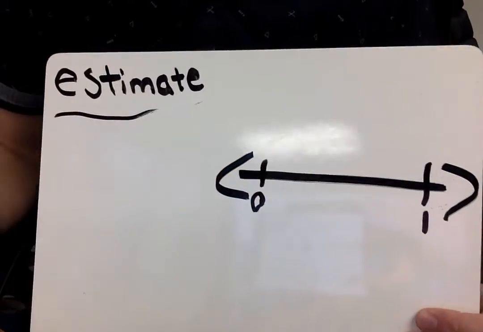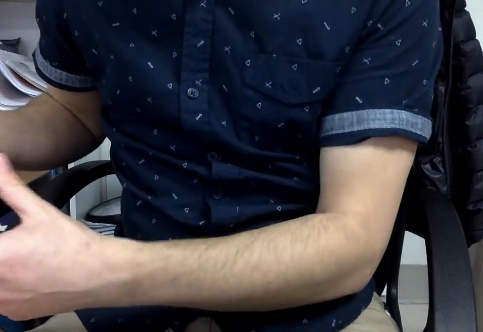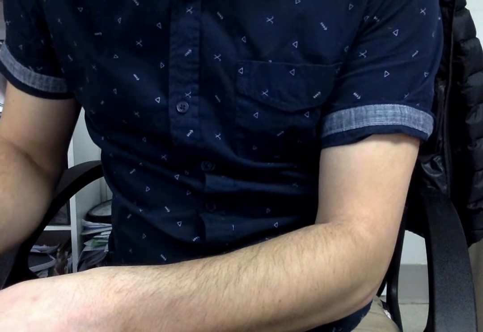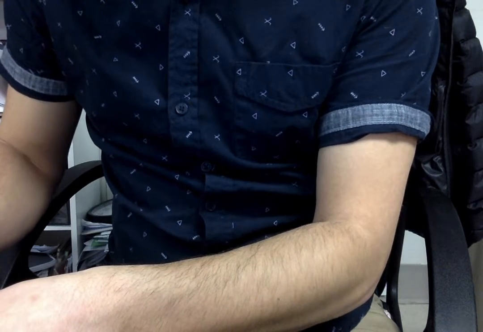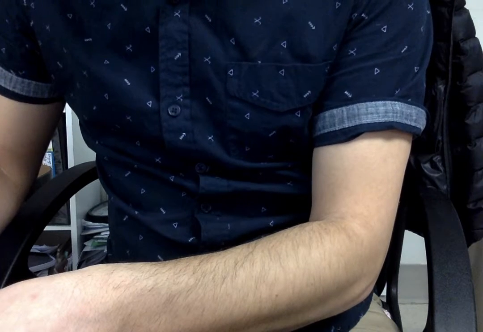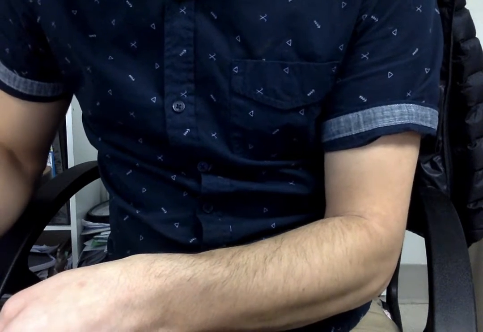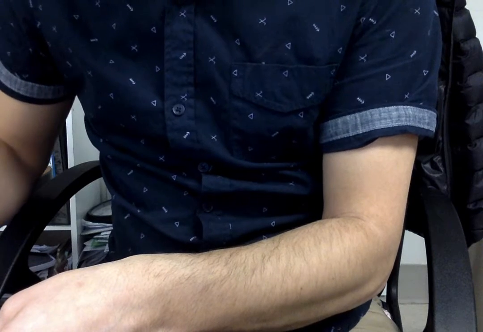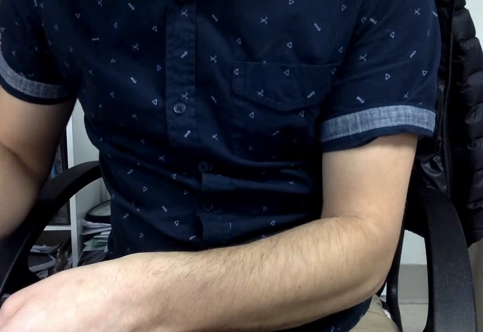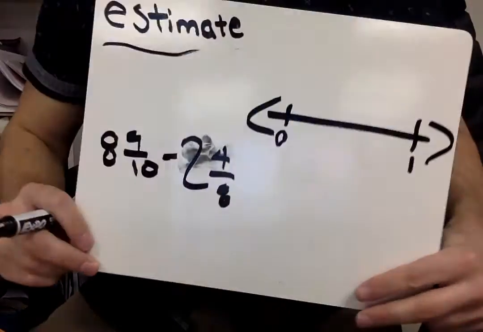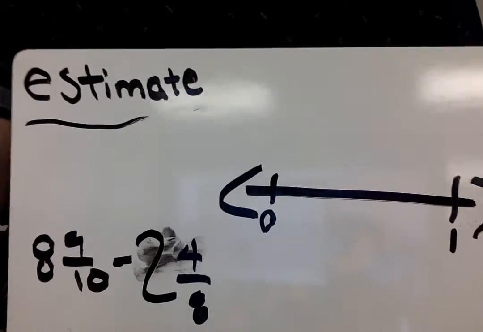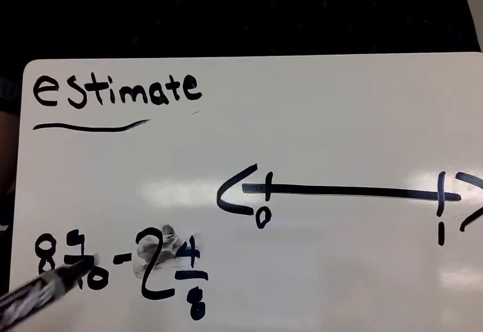Or you can draw 2 number lines to match both of your mixed numbers. So those are the 2 strategies you can use. So if I was doing 8 and 9/10 and 2, rewrite that 2 and 4/8, and I was subtracting them this time, right? Because our learning target said we're not just looking for the sums, but we're also looking for the differences.